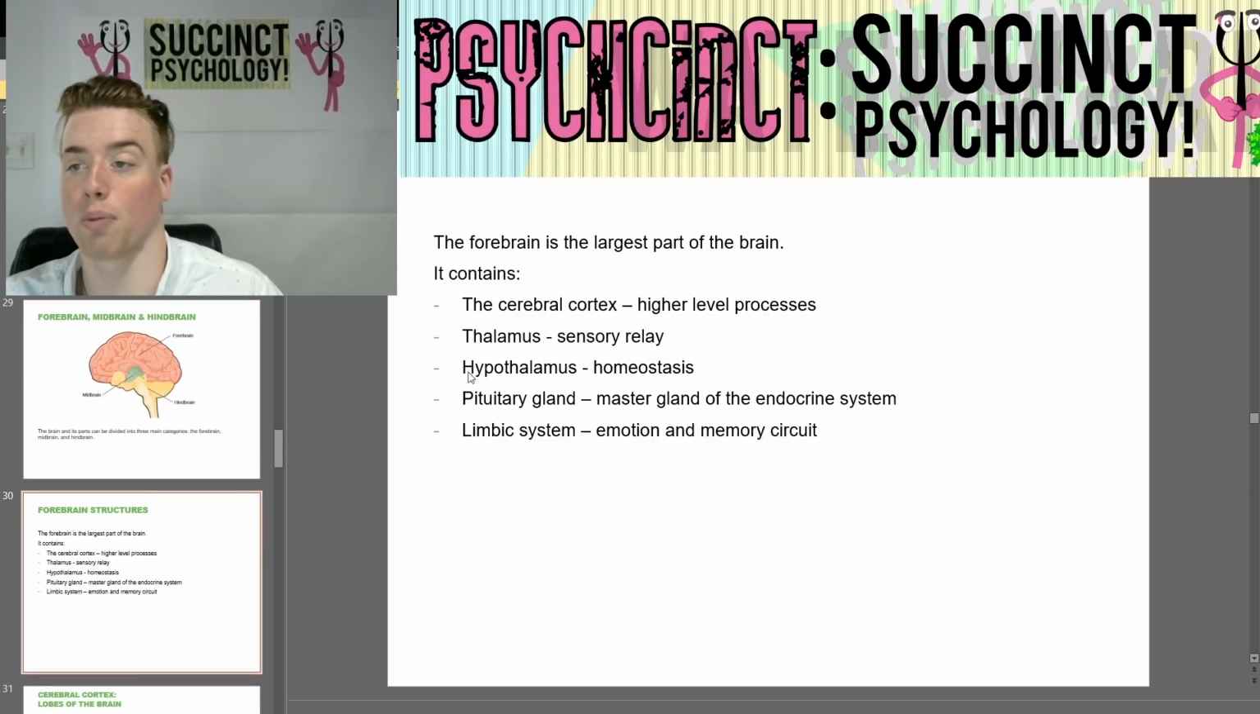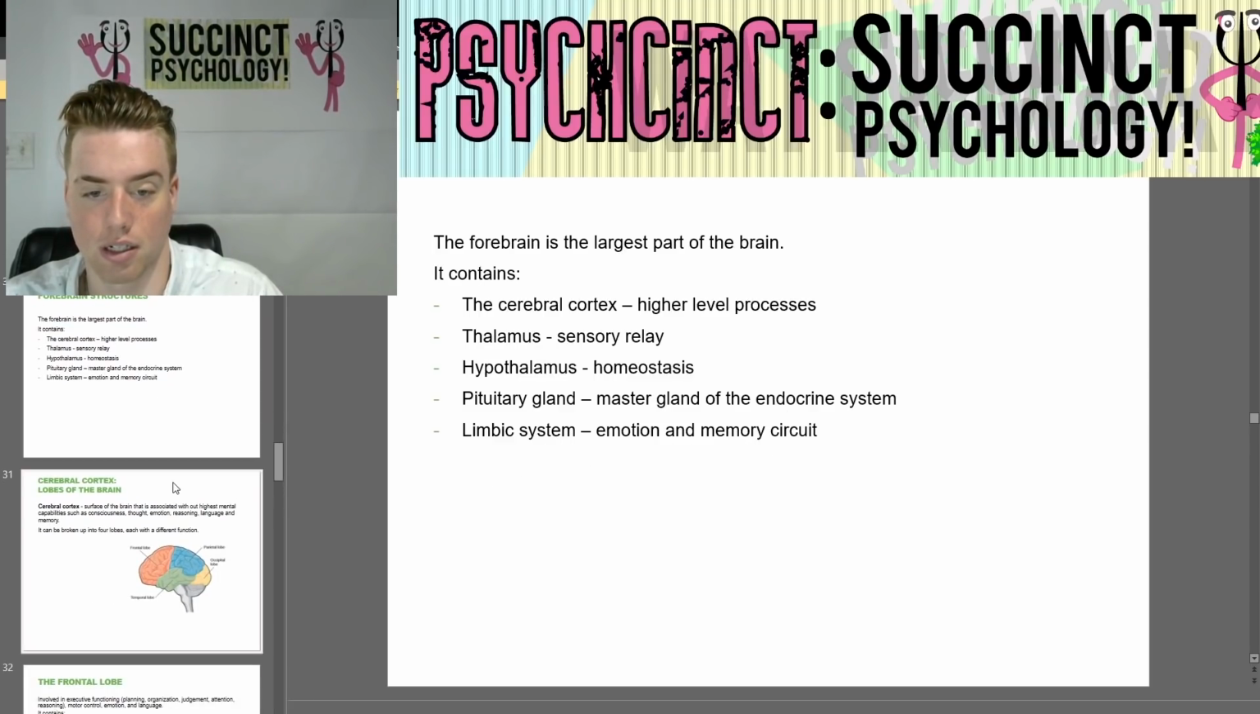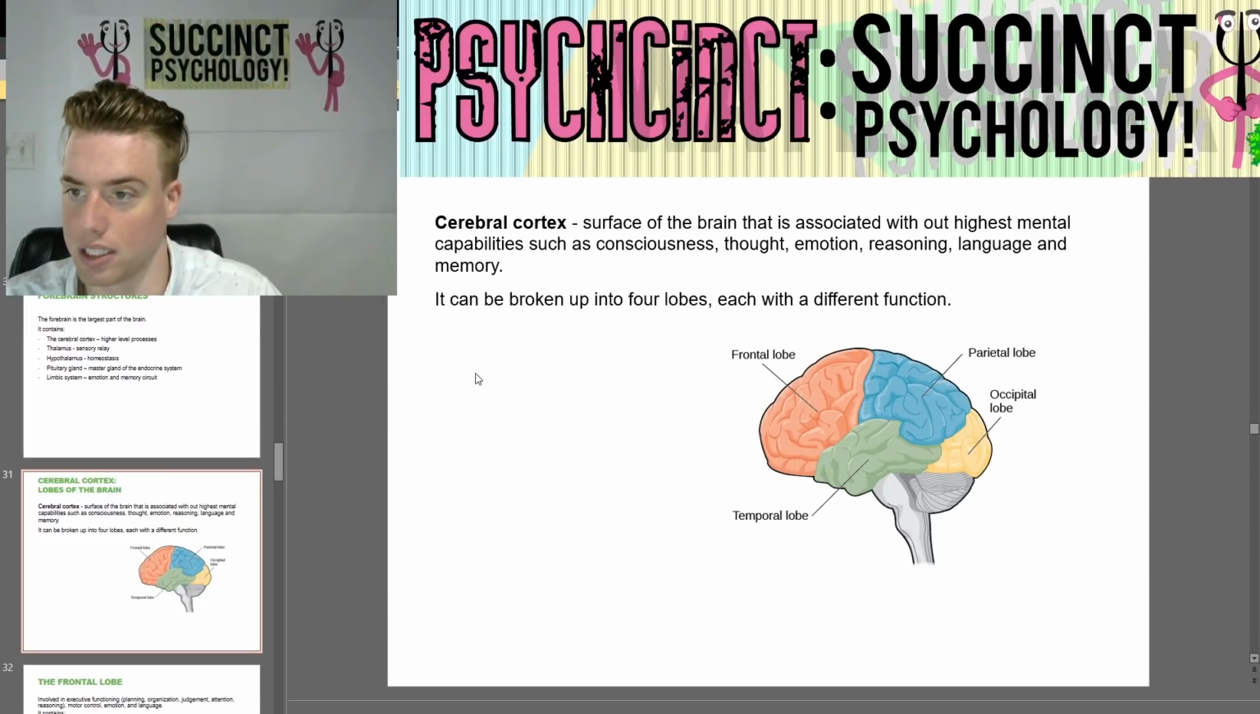Now, going into the forebrain, we have forebrain structures. The forebrain is the largest part of the brain. It contains the cerebral cortex, which is for higher level processes, the thalamus, sensory relay, hypothalamus, homeostasis, pituitary gland, master gland of the endocrine system, and the limbic system, which is an emotion and memory circuit. And we'll go more into these here.